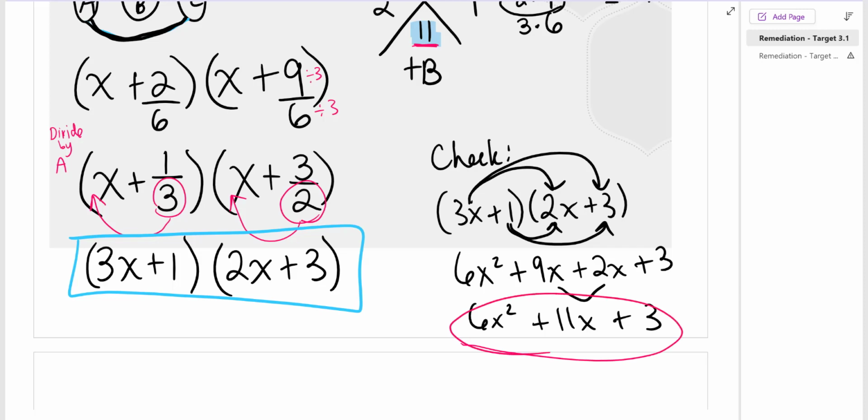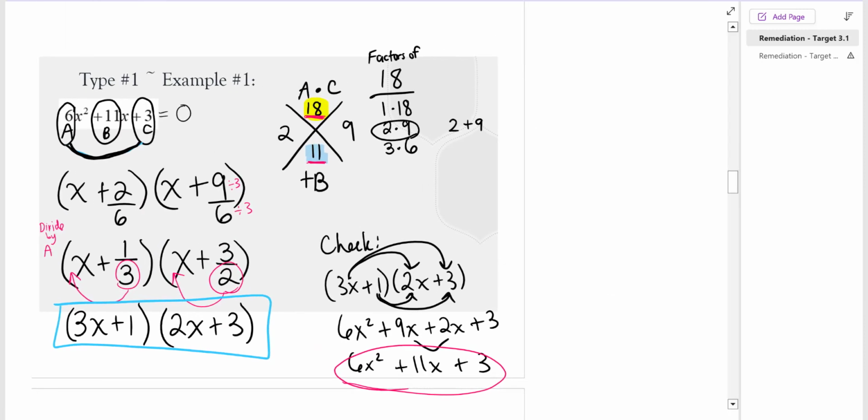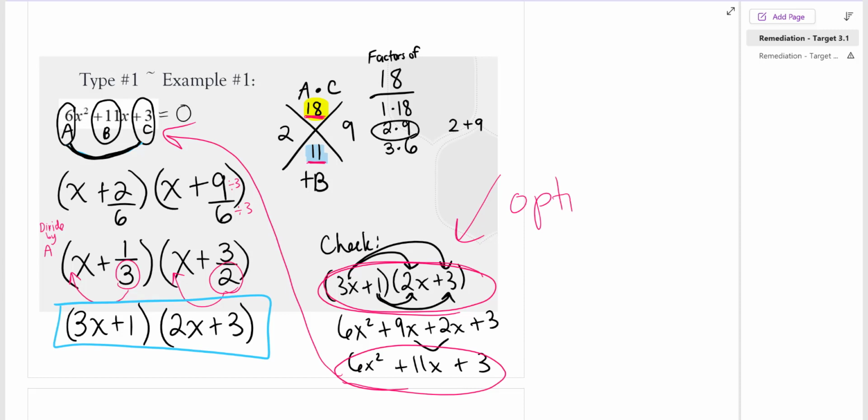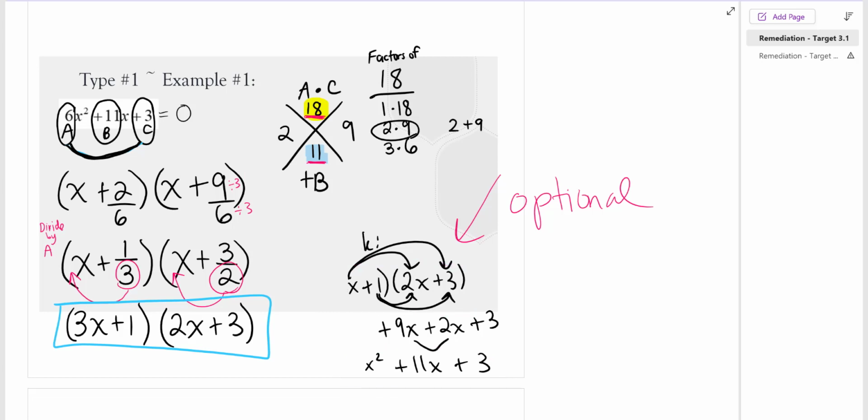Is this the original problem that we started with? Yes, it is. And that's how I know that this is the correct answer. Okay, now this is optional. You do not have to do this on the test, but this is a way that you can check if your answer is correct.